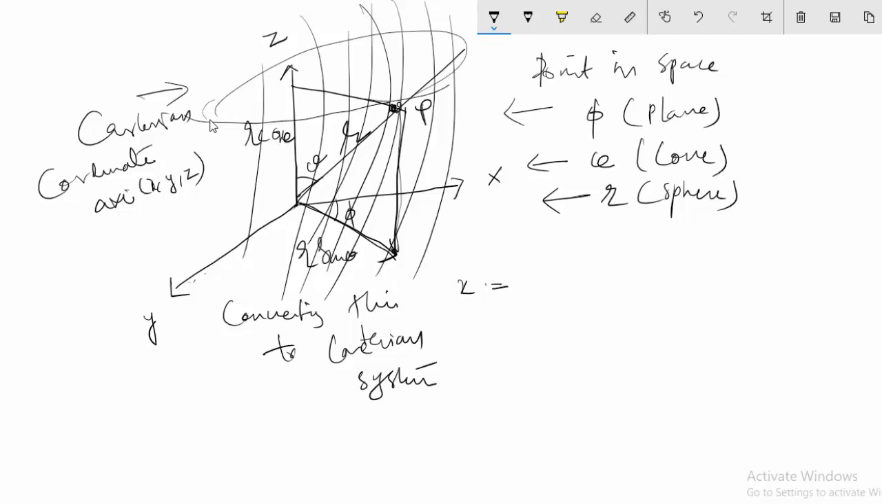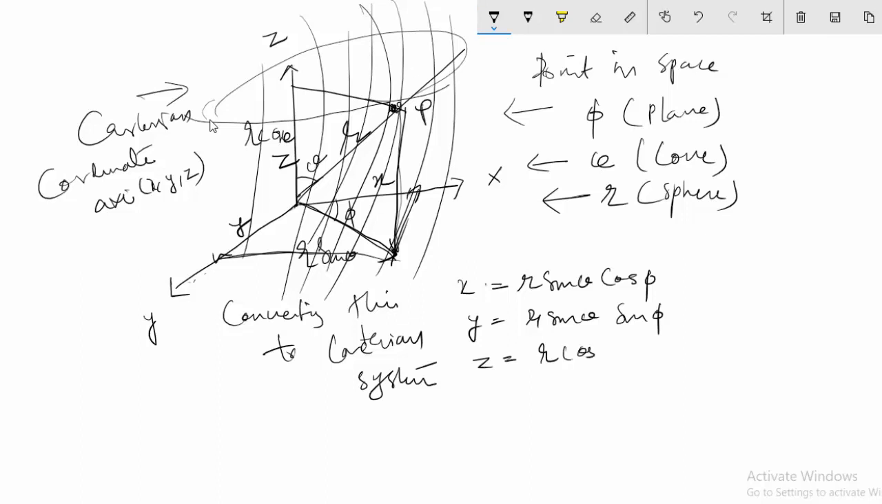So x will be equal to, so you will have to project the same thing. If you are projecting it on this side and you are projecting it on this side, so this will be my y, and this will be my x, and this will be my z. So my x will be r sine theta and cos phi. My y will be r sine theta and sine phi, and my z will be equal to r cos theta.